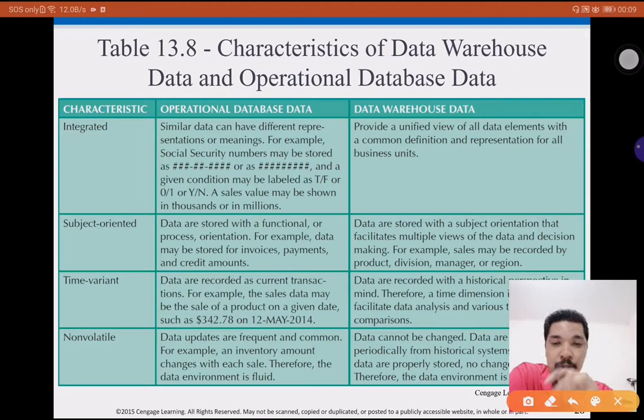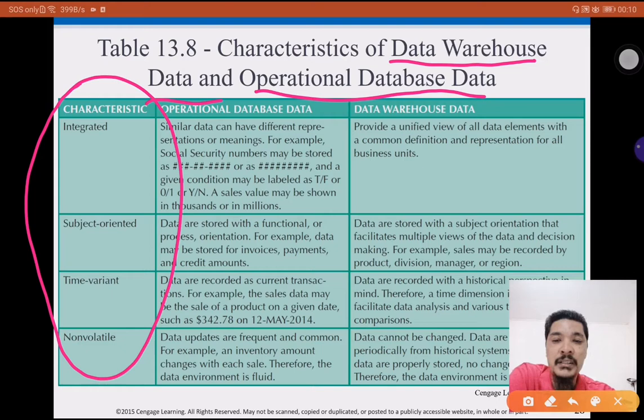So we have a data warehouse. What is a data warehouse? A place to store the data. So we need to understand all these characteristics. Number one is integrated. When we store data in the data warehouse, we must make sure the data can be integrated, whether using operational or data warehouse data. Subject oriented: data that are stored with a functional or process orientation. For example, data may be stored for invoice, payment, and also credit. So this is subject oriented.